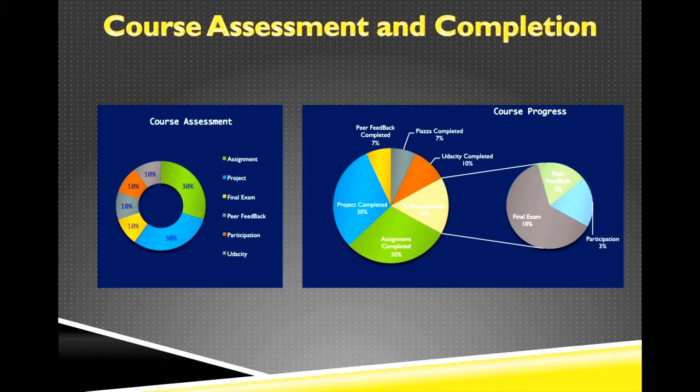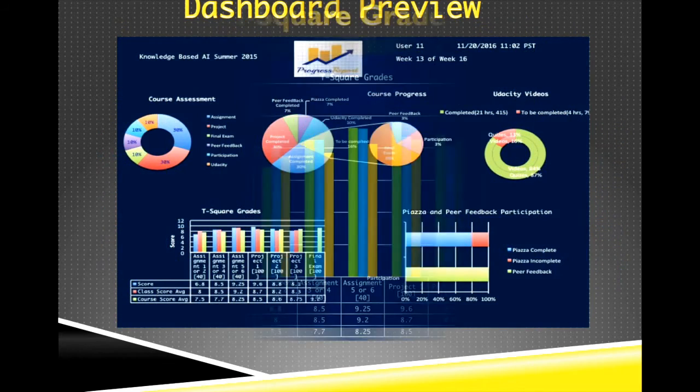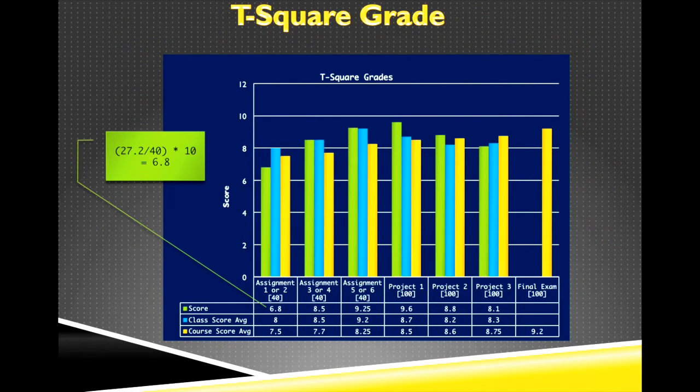The T-Square bar graph shows the scores for each item in T-Square. The score is normalized for course evaluation criteria. For example, in KBAI, you may choose between assignment 1 or 2 worth 100% of the total grade. This shows how you have done in relation to the class average. The course average tells how the students performed in all the course offerings.